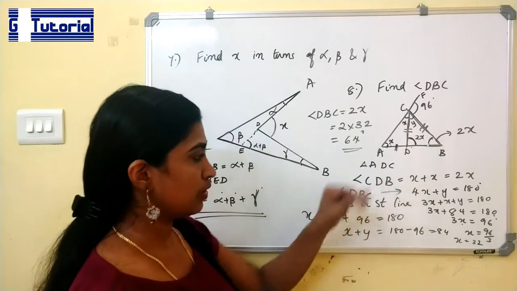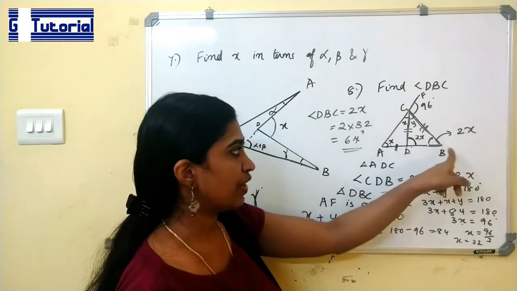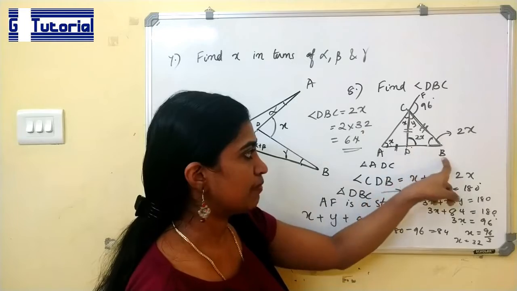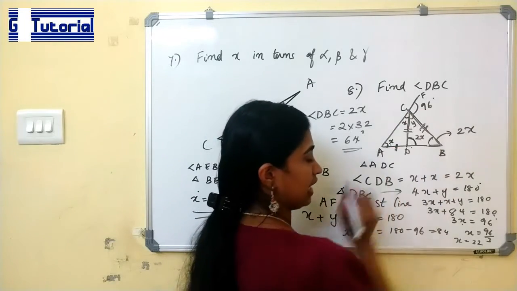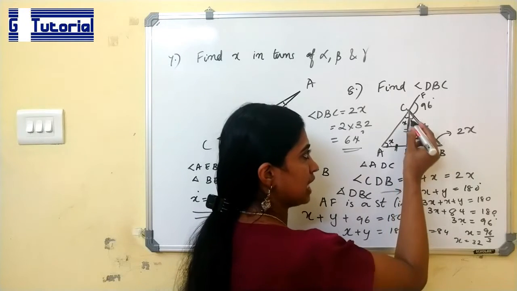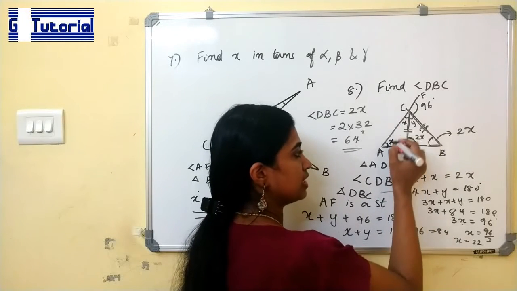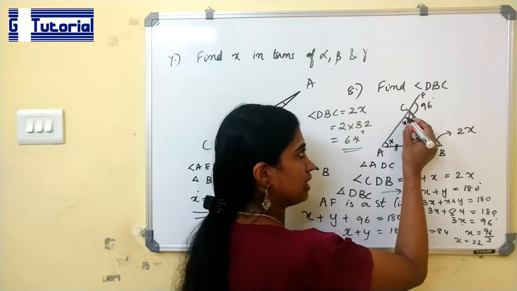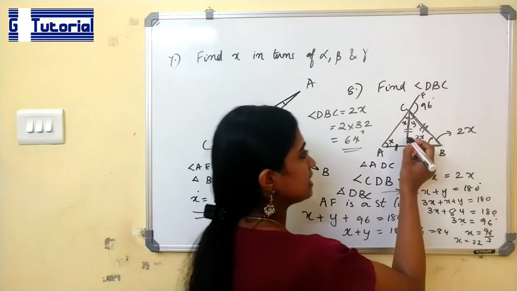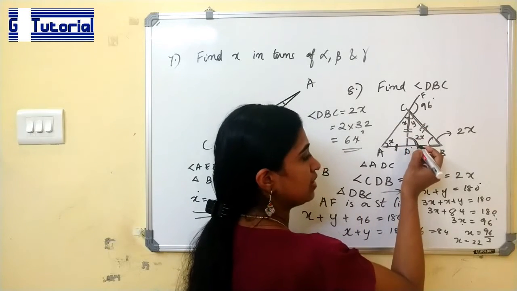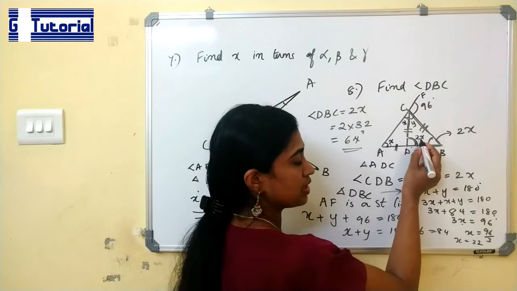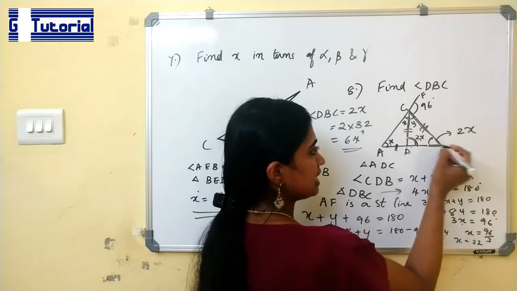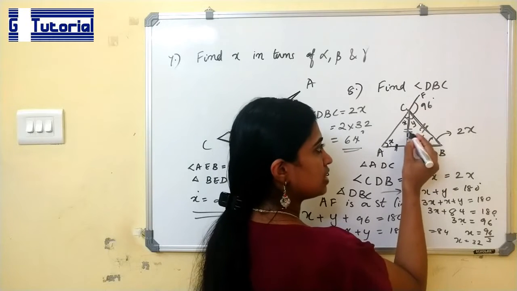Let me explain this once more. We are asked to find this angle DBC. First let us consider the first triangle only. We are given two sides are equal, so angles opposite to those sides are also equal. So let us name them x and x. And this is the exterior angle to that. So this will be equal to the sum of these two angles, x plus x. This will be 2x.